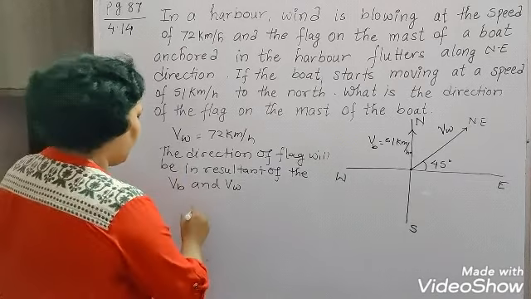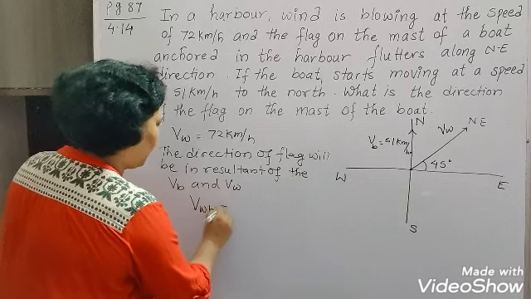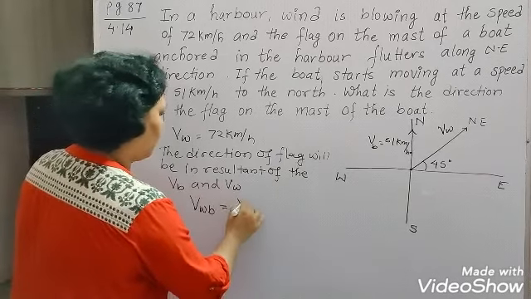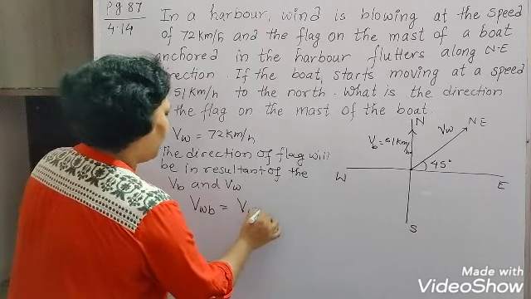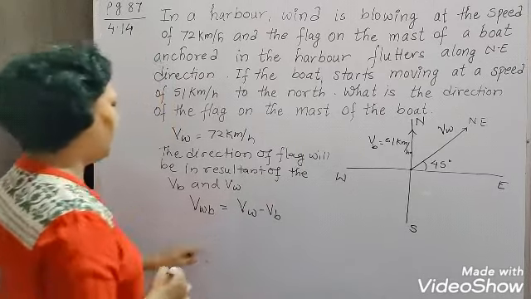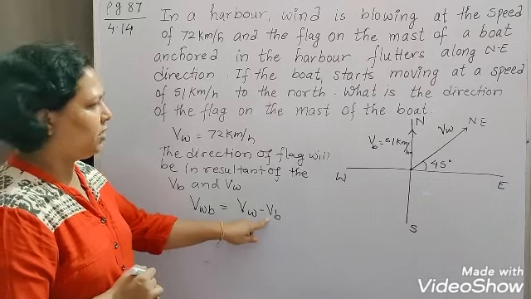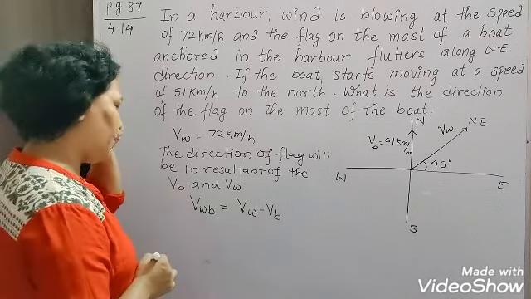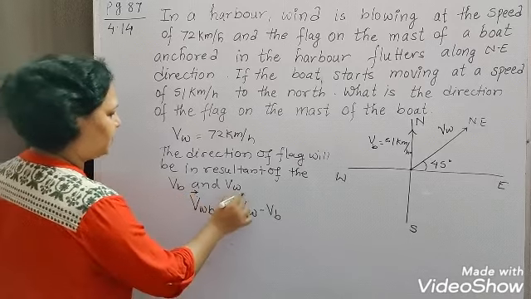Okay, so the velocity of wind with respect to boat is now equal to what? It is equal to VW minus VB. Here VW is the velocity of the wind and VB is the velocity of the boat. Okay, and where will we get this value?